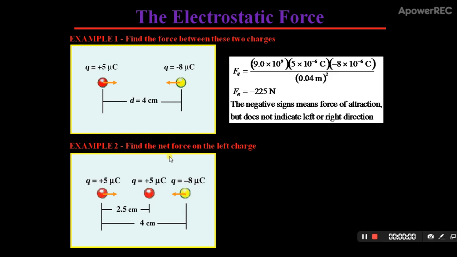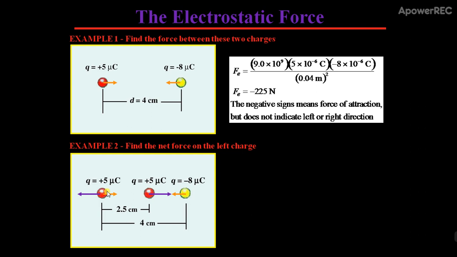Here we go to find the net force on the left charge. Here is positive 5 microcoulombs, and here 5 microcoulombs in the middle of one charge. The positives are indicated in red color, and the negative is indicated in a different color. The distances are 2.5 centimeters and 4 centimeters respectively, as indicated here.